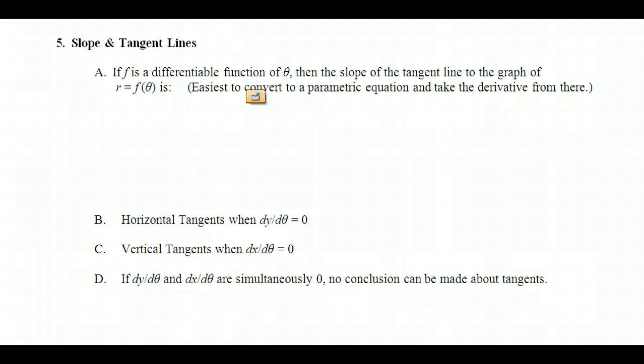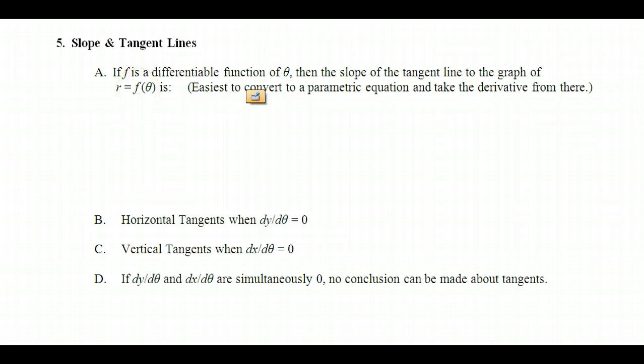We do have slope and tangent lines in here. I think at the beginning I said we don't have a lot of calculus. There is a little bit of calculus in this one. Obviously we know if we want the slope, that deals with our derivative, and tangent lines go right along with slope. So f is a differentiable function of theta. Then the slope of the tangent line to the graph of r equals f of theta is the following. The easiest thing to do is to convert our polar equation to a parametric equation, and then we'll take our derivative from there. It seems kind of goofy, but it's a really easy way to do this.